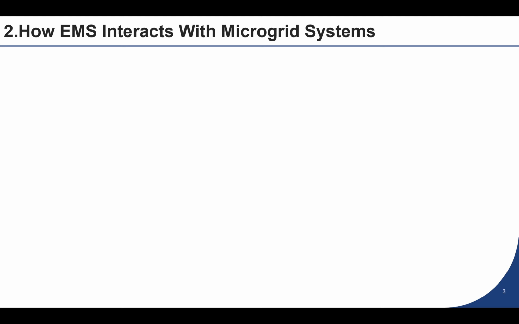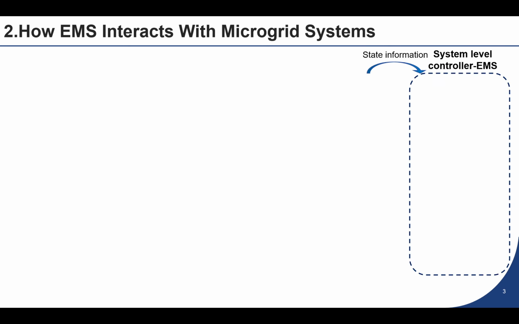Now, let's look at how the EMS actually interacts with the entire microgrid system and coordinates all dispatchable energy resources. The system level EMS acts as the brain of the microgrid. It receives state information from the field and prepares an optimization problem. The EMS first performs power forecasting for unschedulable loads and renewable sources. This forecast determines the uncertainty the EMS must handle.